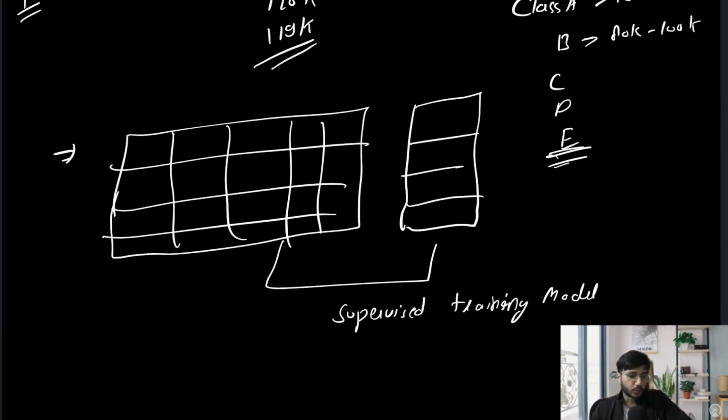Why? Because some supervision has been provided to the model. For a given few examples, we know what our output is. So that means we have provided some supervision, right? So this is known as supervised training model.